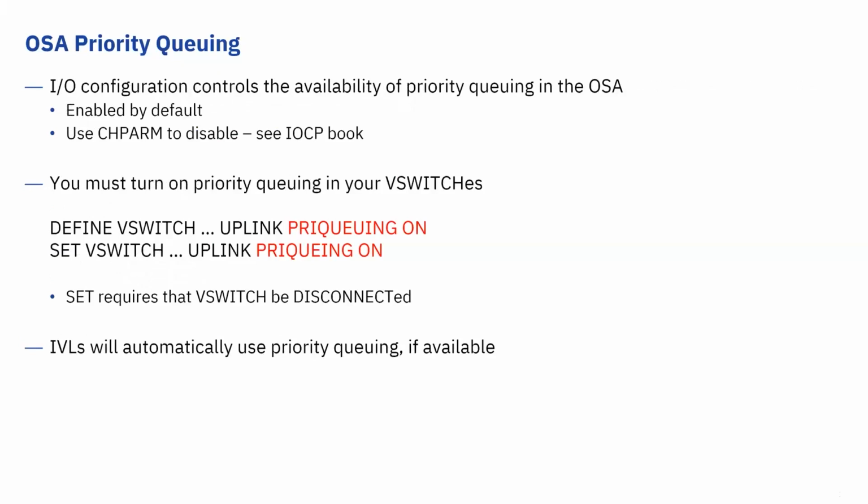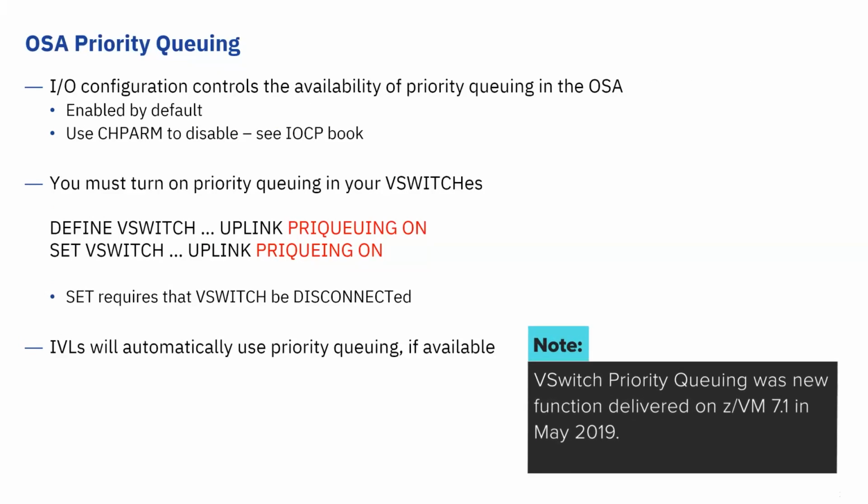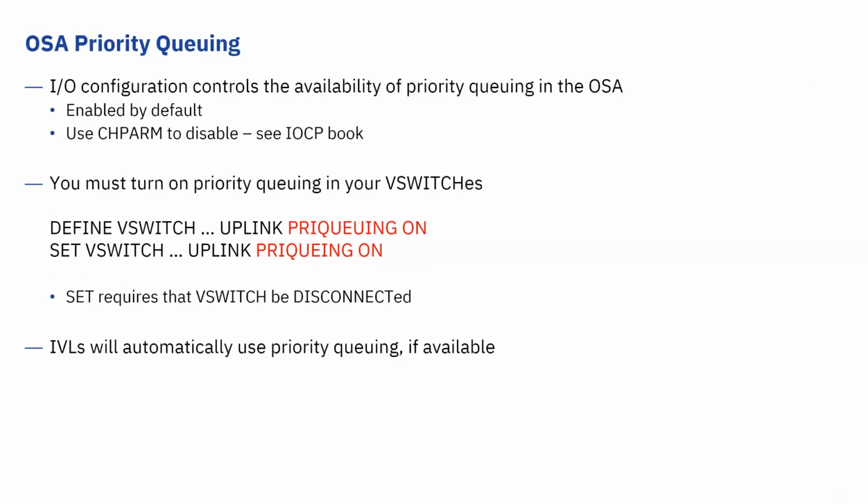It has an implication for the number of OSA subchannels that are available. If it's on, you have fewer of them, but you don't see people reaching the subchannel limit on OSAs either. So it's enabled by default in the OSAs, but you still have to turn it on your vSwitches. And it's the keyword PRI_QUEUING ON. Now you can't do it while the vSwitch is running. You basically have to do a SET VSWITCH DISCONNECT, PRIORITY_QUEUING ON, SET VSWITCH CONNECT. Okay, because he actually has to change how he's working with the OSA, so you have to disconnect and reconnect.